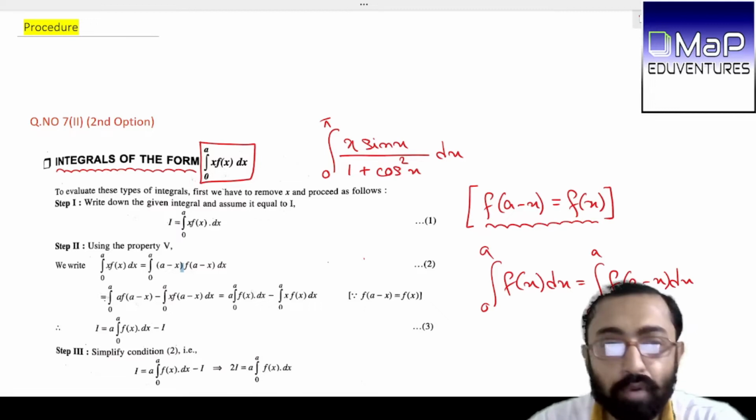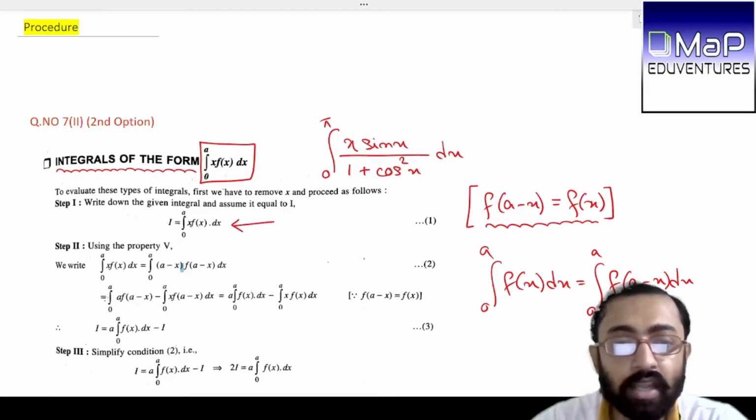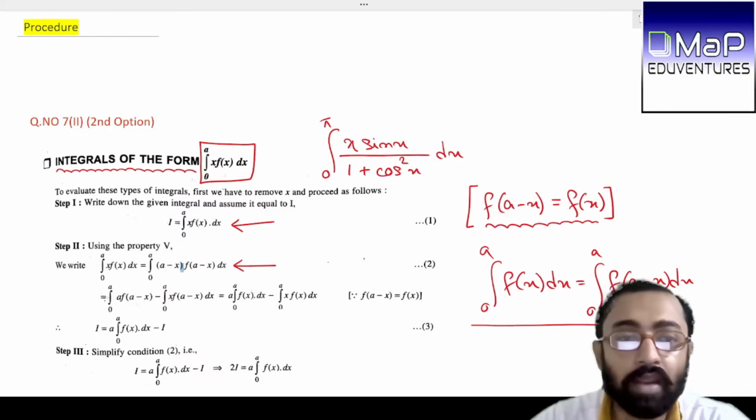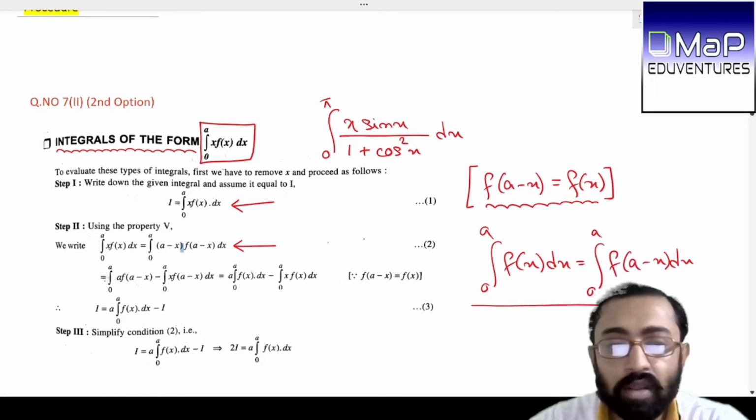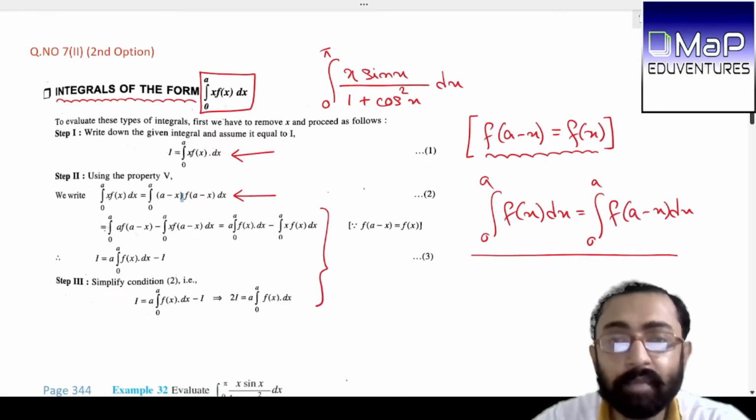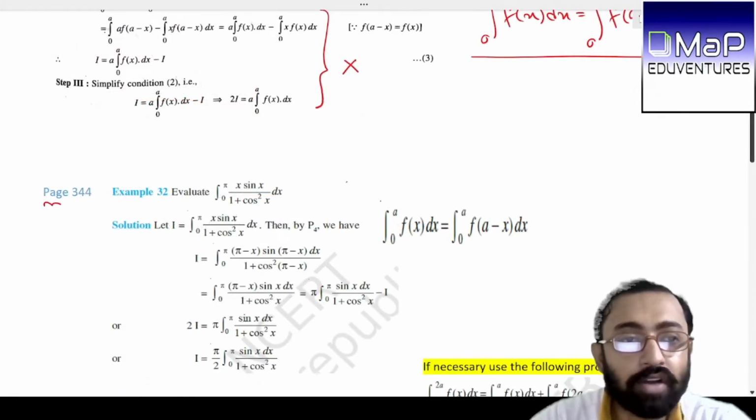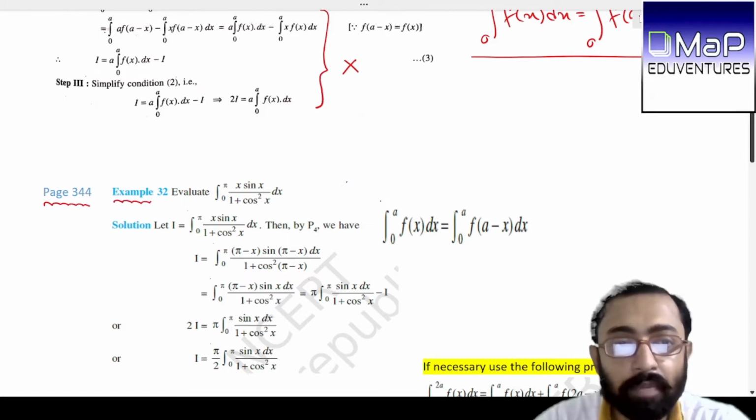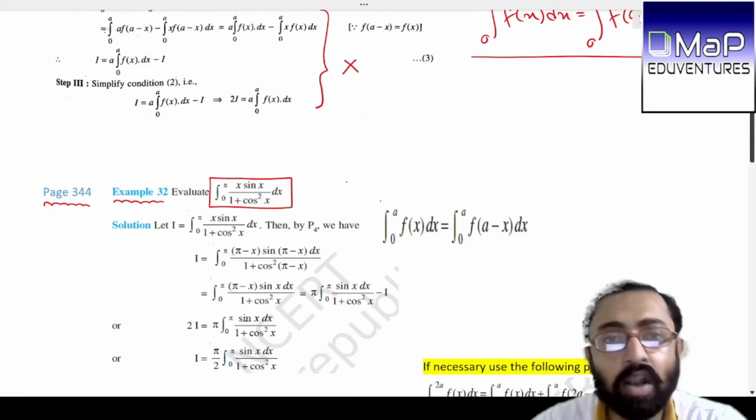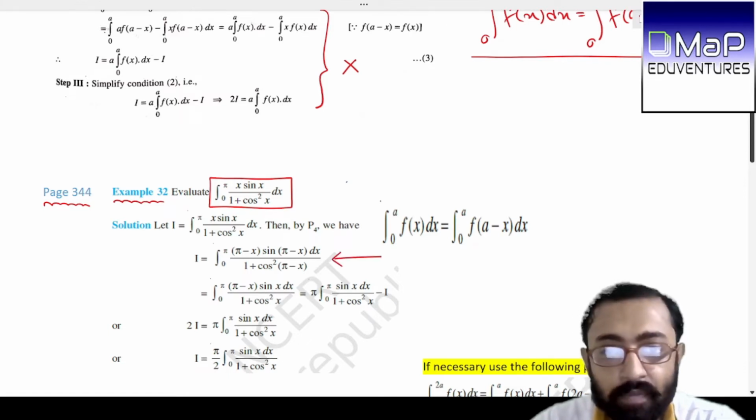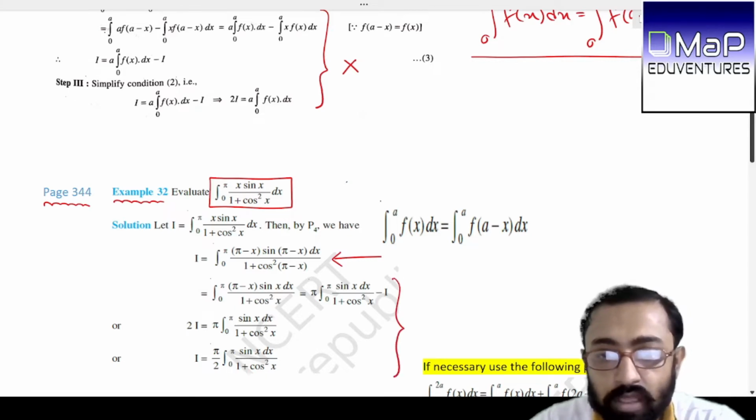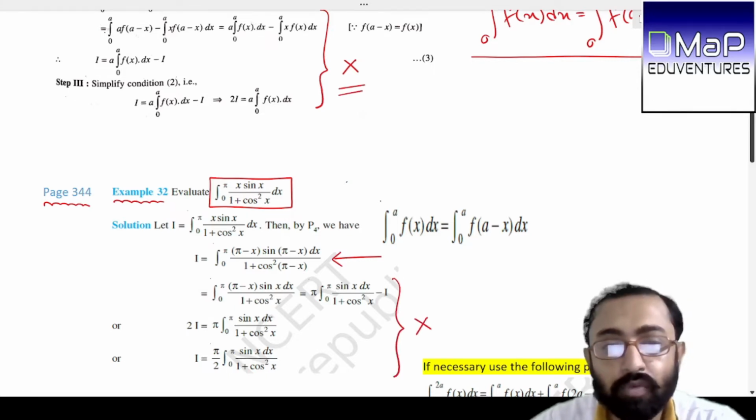Okay, so if you pause, you will find that if this integration is given, we can directly apply the integration 0 to a f of x dx form. But there is a simple method, and we will use that one. In page number 344 you will find this example 32. Same question, exactly the same property is used. They have used the 0 to a f of x dx property, and again they have used the same step. So we will cancel this.